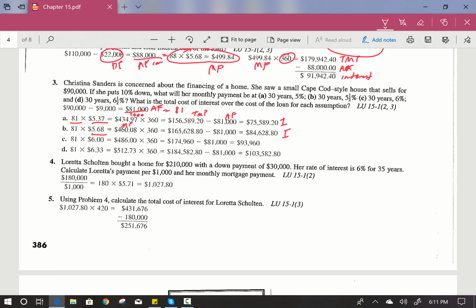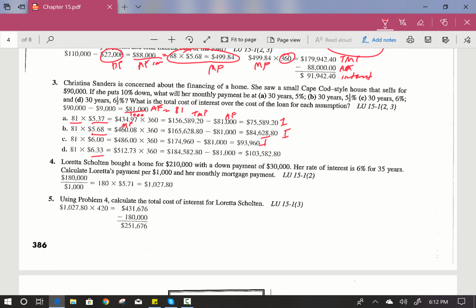Now, 81 times the factor of the third assumption, 30 years and 6%, is 6. So the monthly payment is $486 times 360 months, which gives us $174,960, less the amount financed of $81,000, to give us interest of $93,960.